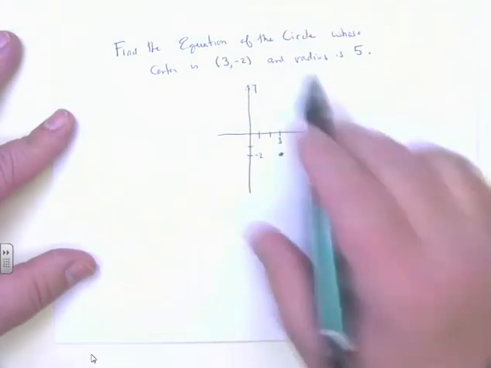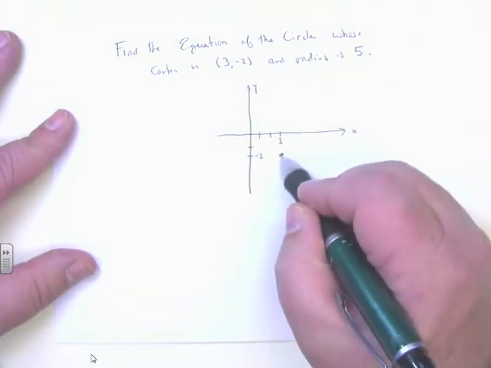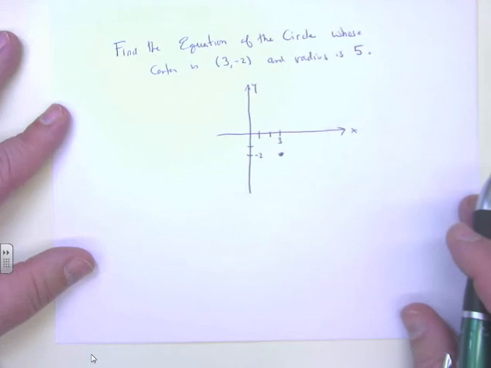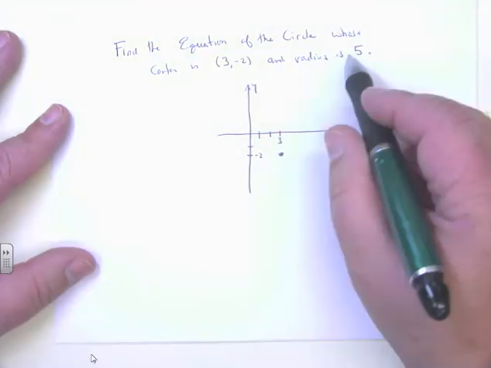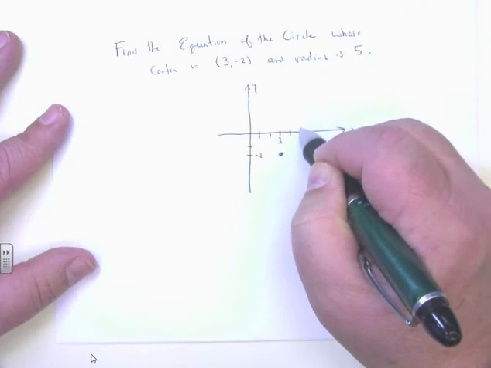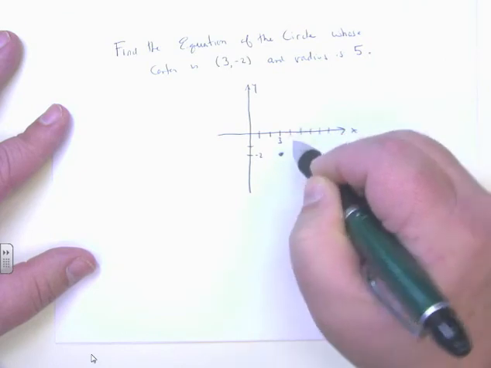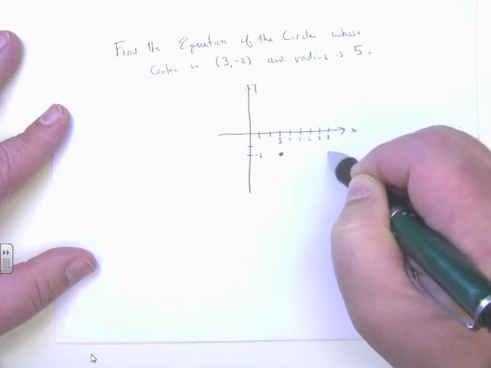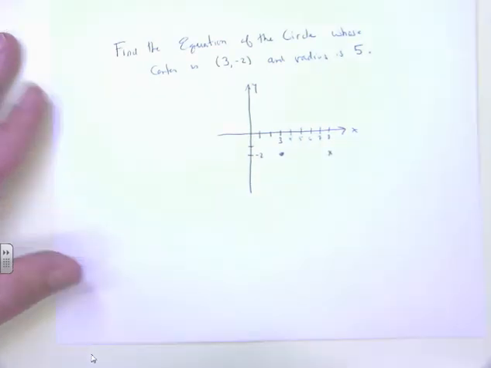Well, my radius is 5, so I'm going to take my center and move right, left, up, and down, also known as east, west, north, and south. I'm going to go the directions of the compass. I'm going to go east 5. There's 4, 5, 6, 7, 8. So there's a point right there. Put a little X for that point.